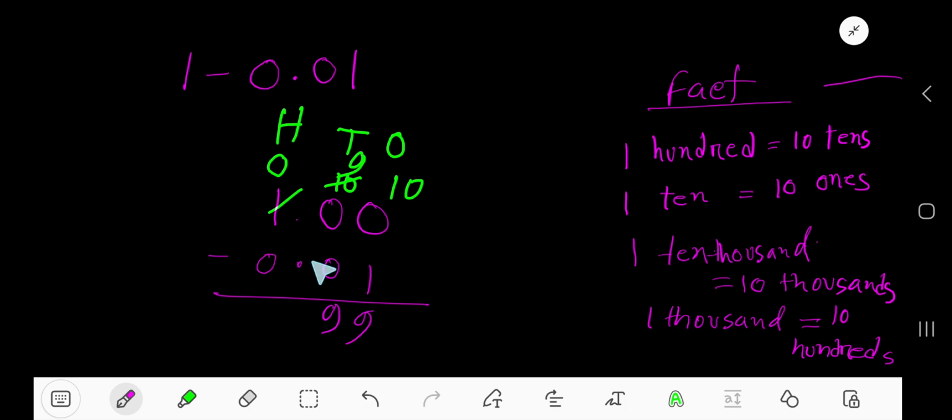For now, you have to consider the decimal. So bring down the decimal and 0 0 0, that is 0. That is, 0.99 is your answer.